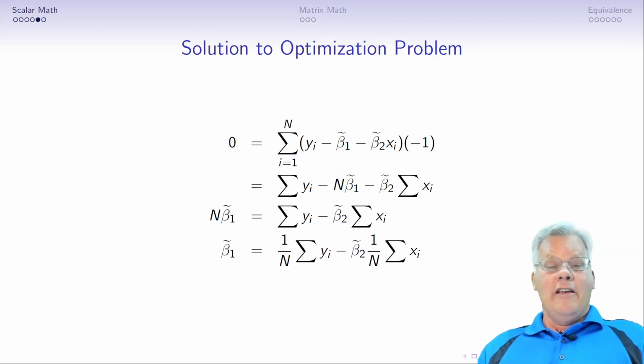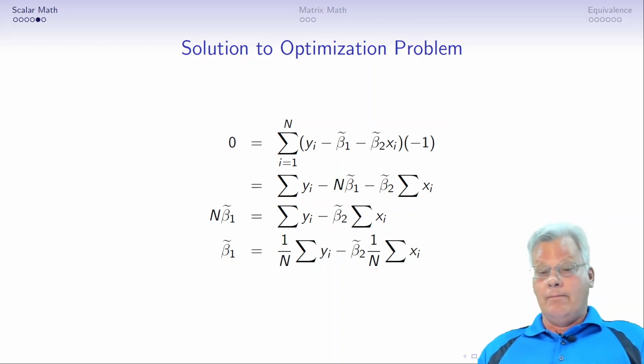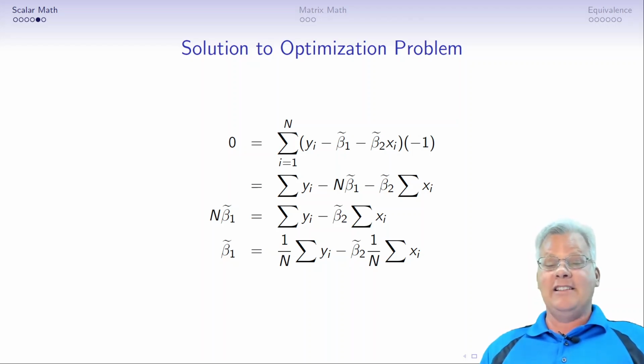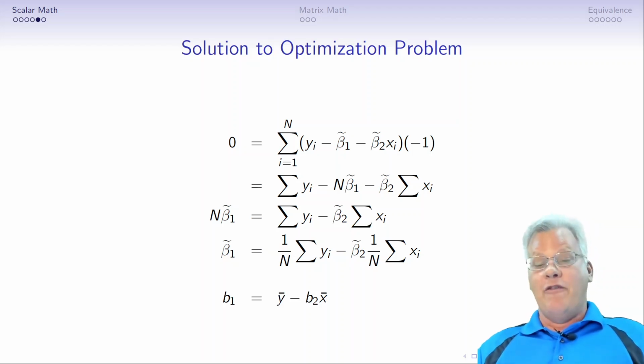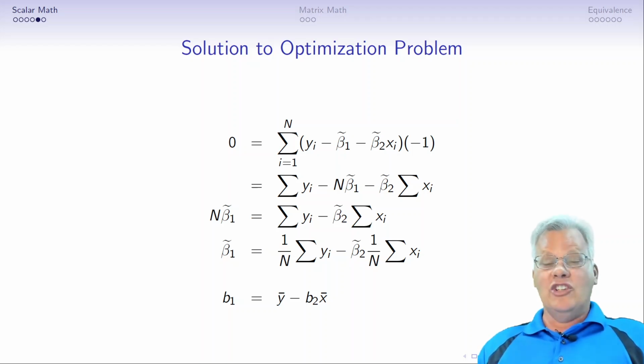And you can see from here it's quite easy. I divide both sides by the number of observations n, and I get an expression for beta tilde 1. Now, 1 over the sample size times the sum of the y sub i's is very clearly the mean of y. So what we can say then is that the OLS intercept term, which Verbeek denotes with b sub 1, so Arabic b.